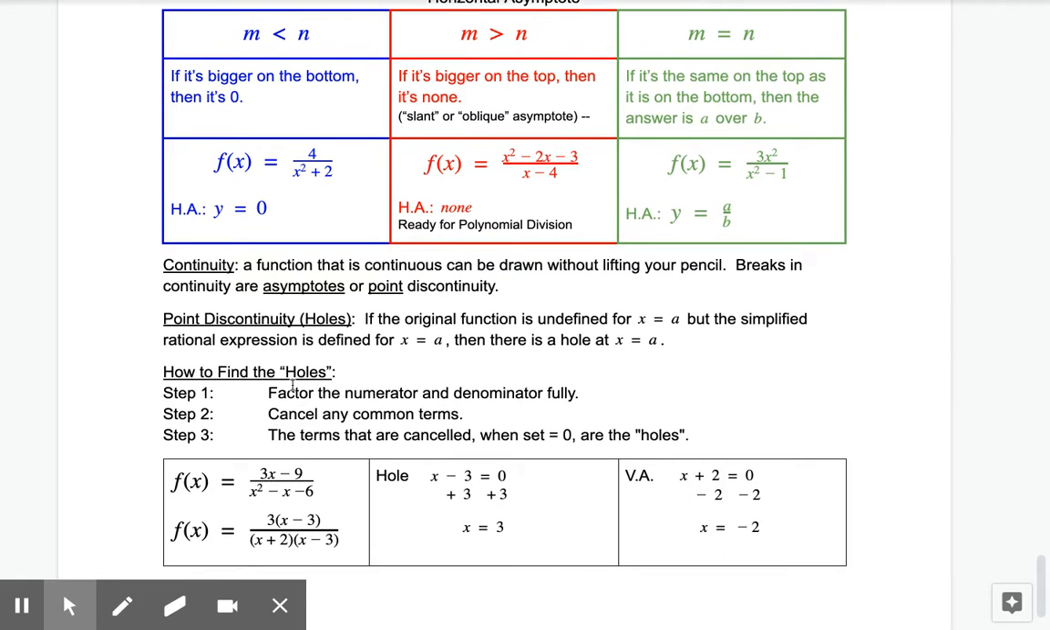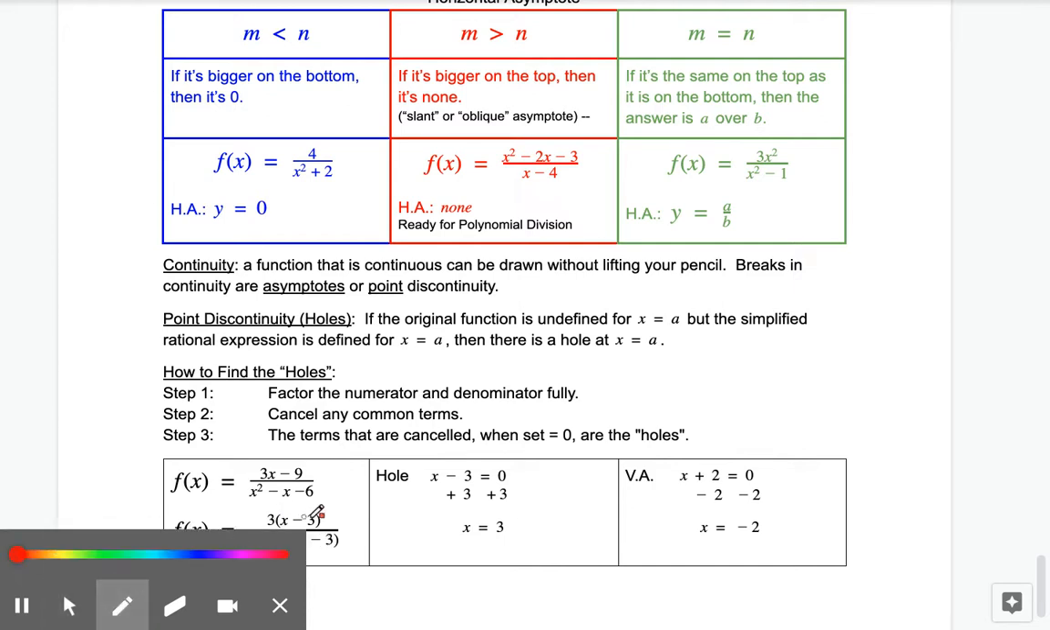There's the steps to find the hole. So step 1, factor the numerator and the denominator fully. So here we have example f of x. We have 3x minus 9 divided by x squared minus x minus 6. And we want to see if there's any holes. So what we do is we factor. In the numerator, we can factor a 3 out, and we get 3 times the quantity x minus 3. In the denominator, we can write it as two binomials, x plus 2 times x minus 3.